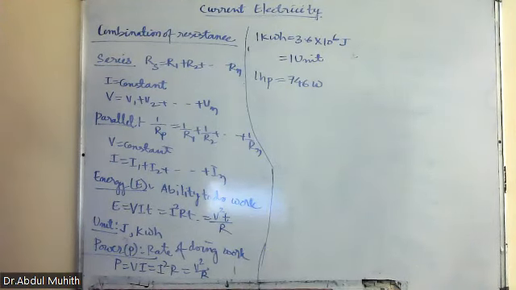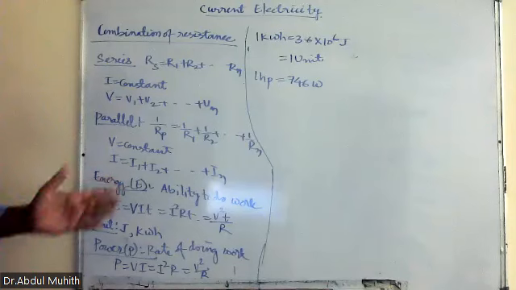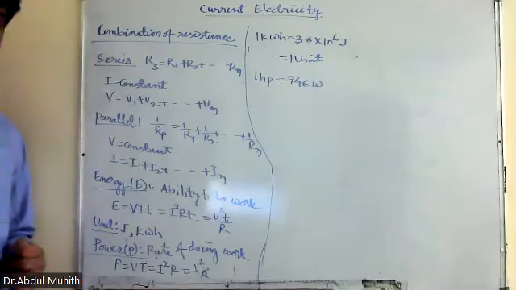Now, should I go ahead with one more derivation? Cell EMF and internal resistance. Should I go with one more derivation? No one is replying. Sir, your wish. Sure, sir. I didn't get you. Should I go ahead with the next one or should I stop here? So you can go ahead.